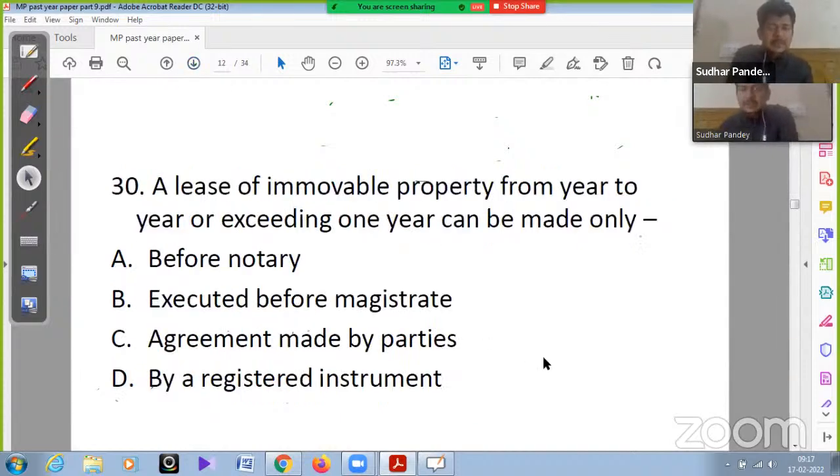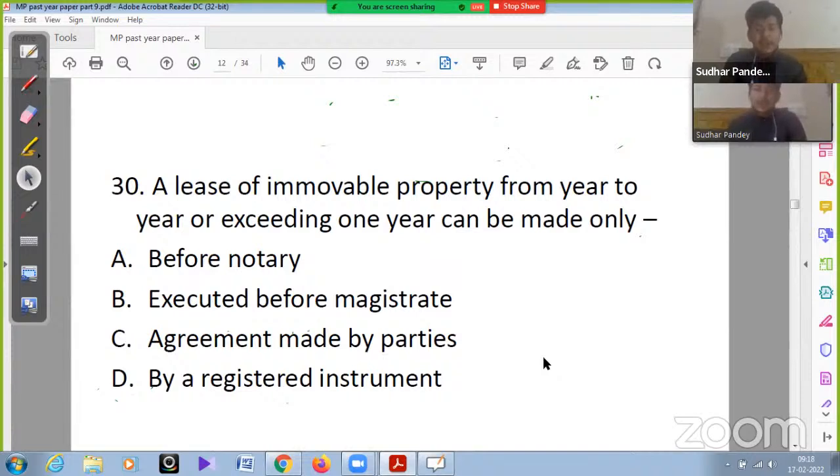Question number 30. A lease of immovable property from year to year or exceeding 1 year can be made only. Harshvardhan Gautam ji, 28 ka B is the correct answer. Question number 30. A lease of immovable property from year to year or exceeding 1 year can be made only: A, before notary, B, executed before magistrate, C, agreement made by the parties, and D, by a registered instrument.